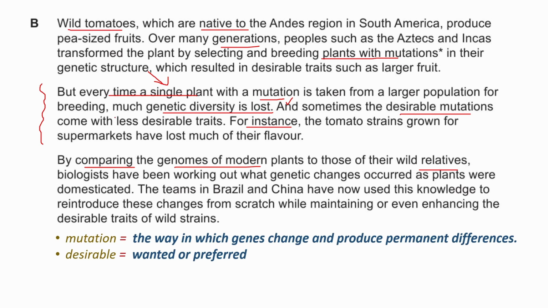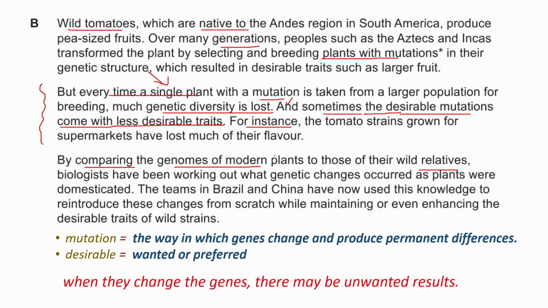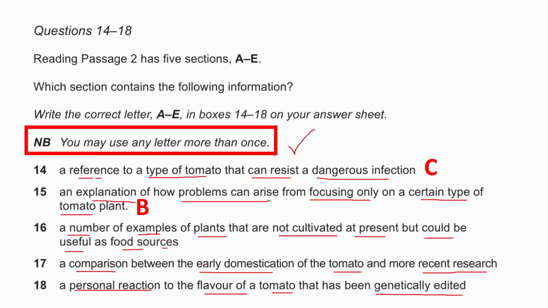So here it says, and sometimes the desirable mutations come with less desirable traits. So it means that when they change the genes, there may be unwanted results. And that's exactly the point in the second question. So now moving on, question 16.